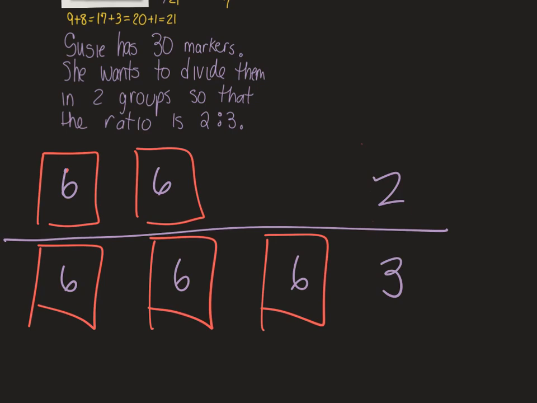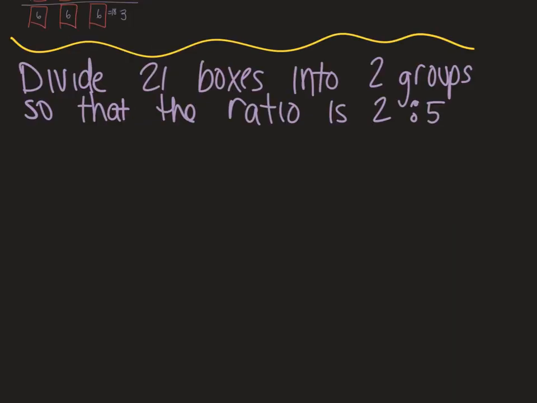We have 2 groups. So one group, you could say there's 12 markers and there's 18 markers. If she has a blue day and a yellow day class, each group is going to have 6. And let's do another one like this.